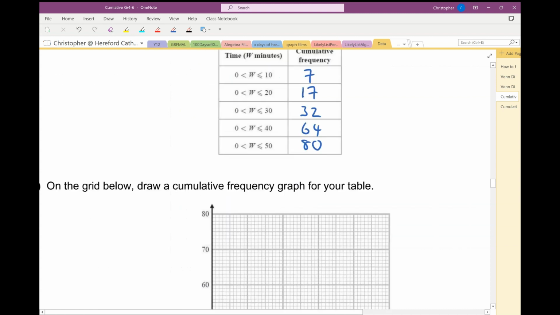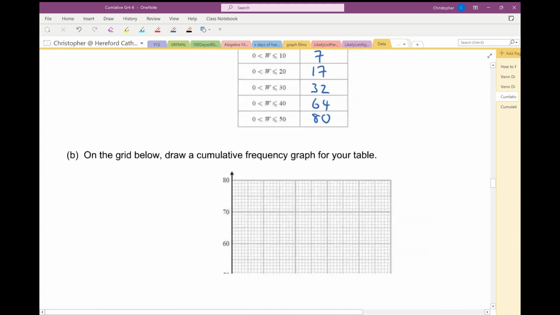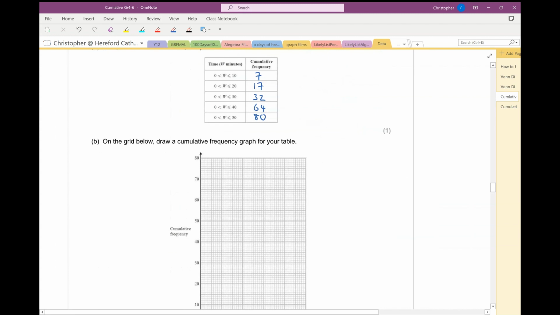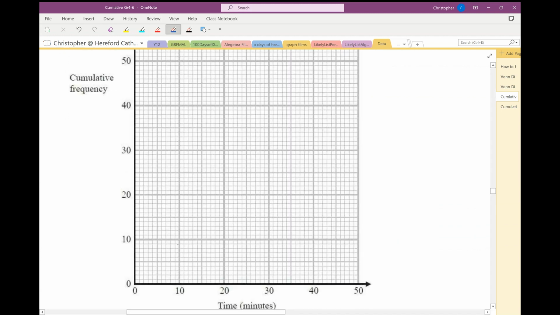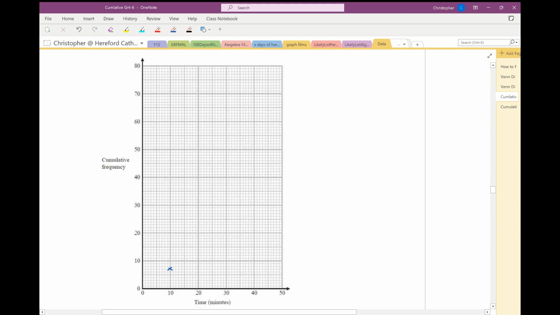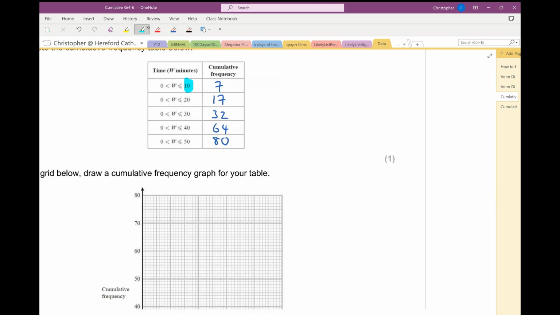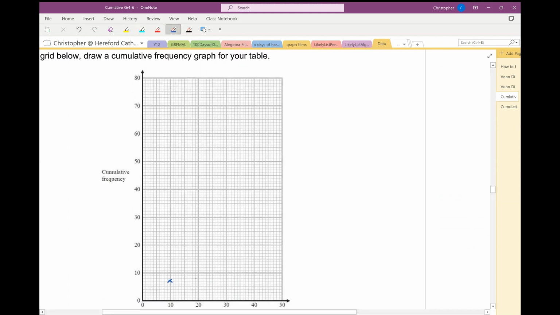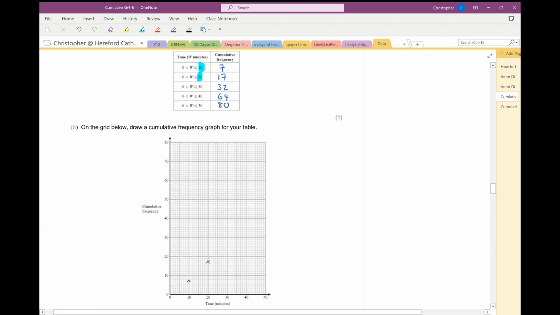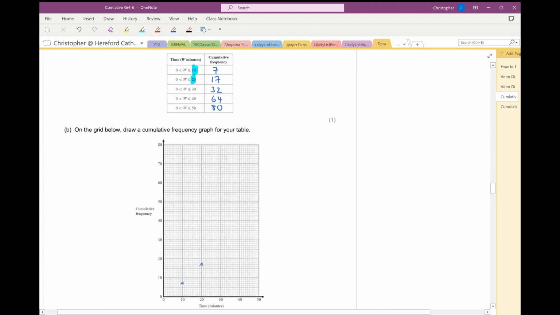On the graph below, draw the cumulative frequency table. Right. Just remember that you're going to use the end of those groups. So I'm going to plot a waiting time of 10 minutes. I'm going to give a cumulative frequency of 7. So 10 minutes, the scales are nice and easy this time. So 10 minutes for 7. And then my next group, I'm going to plot 20 against a cumulative frequency of 17. So that's going to be here. Right, why not pause the film, do your plotting, and I'll do the same.